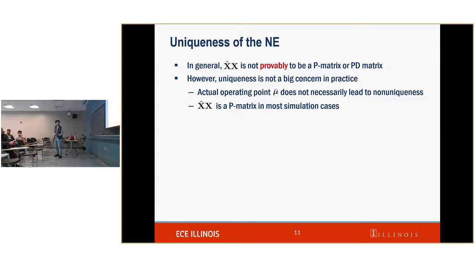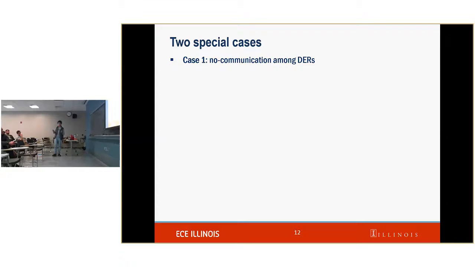Also, in a lot of our simulation cases, this matrix X tilde X is indeed a P matrix. And even if it is not, a very small C usually suffices to make X tilde X plus C a P matrix or PD matrix, which leads to the uniqueness of this equilibrium. That's pretty much what we can say in general about this equilibrium.